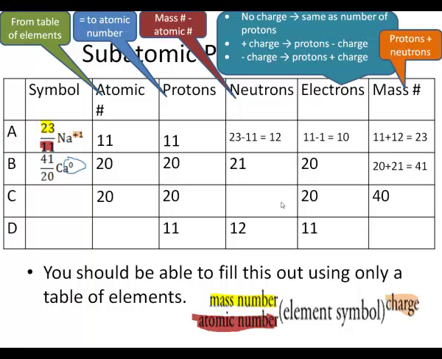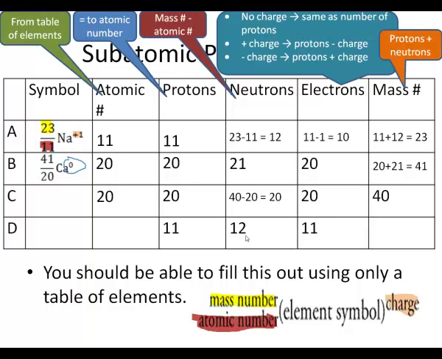Next blank to fill in is the number of neutrons. So let's look at what we have so far. We know the mass number, which is the sum of protons and neutrons. That's 40. And we know the number of protons. That's 20. So if we take the mass number and subtract the atomic number, the difference is going to be the number of neutrons. So we're going to do 40 minus 20 to get 20.